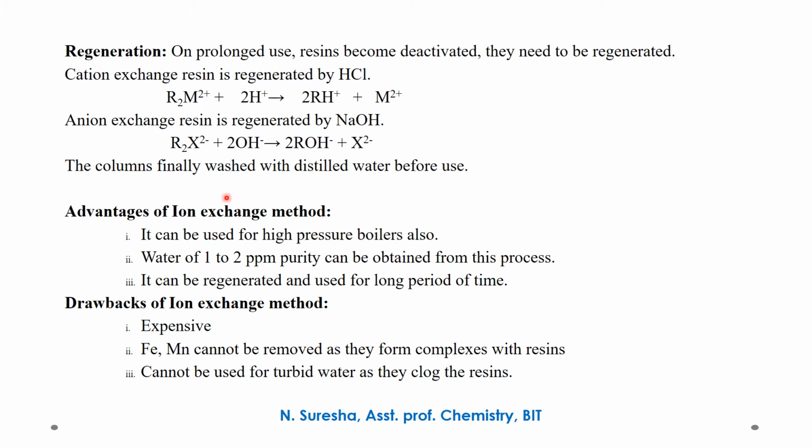What are the advantages of the ion exchange method? It can be used for high pressure boilers also. To feed the boilers with pure water, we can use this ion exchange method to remove the dissolved salts present in the water. Water of 1 to 2 ppm purity can be obtained from this process. It can be regenerated and used for a long period of time. With this regeneration process, the ion exchange unit can be used for a long period of time.